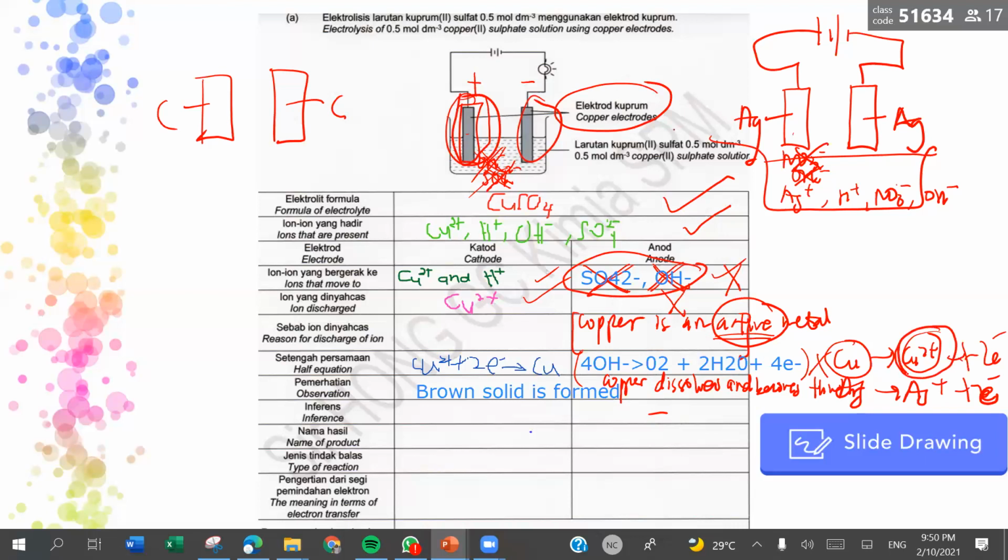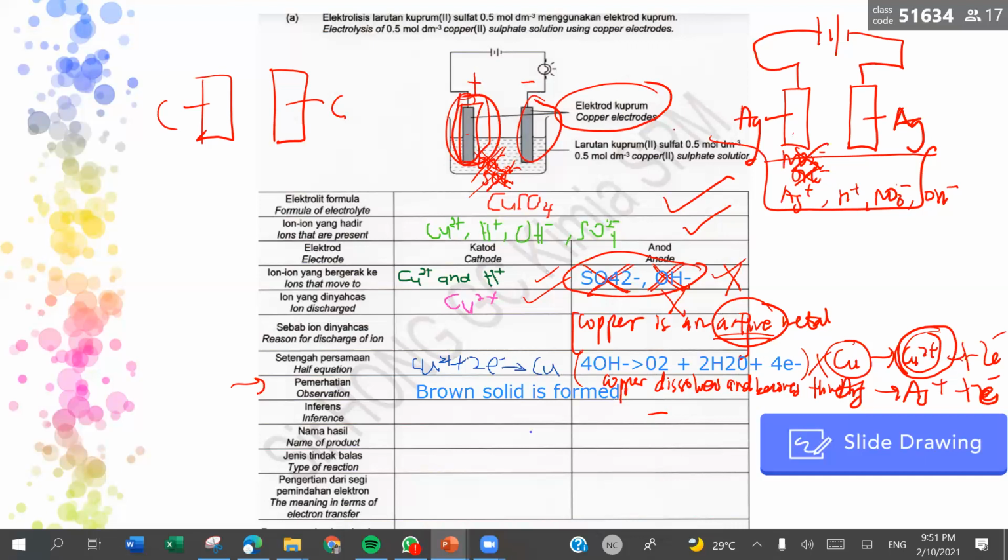If the blue intensity increases, can? Cannot. You know why? Because they never ask you for my observation for the electrolyte. But if they ask for my electrode, you have to answer for electrode. But if they ask what's the observation in the electrolyte, then you can answer that blue intensity increases.